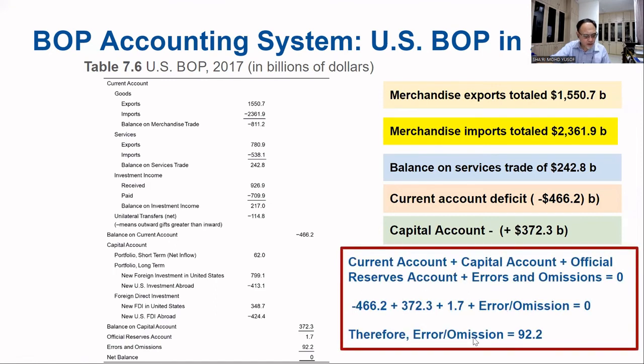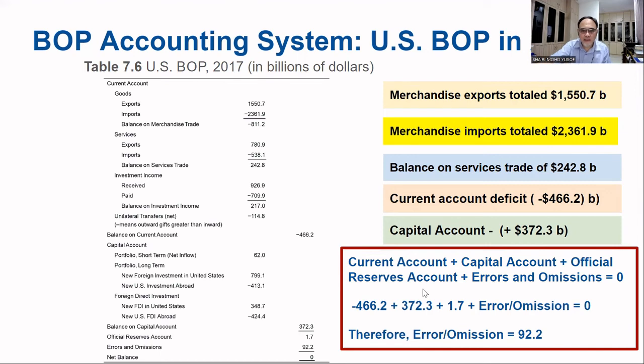The book doesn't give how they derived it, but I think this is how they derive it. Using the formula, current account plus capital account plus official reserve account plus errors must equal 0. Then you get negative 466 plus 372 plus 1.7 plus errors and omissions, and it's 92.2. So this is the account for US, and you can do some analysis from here.